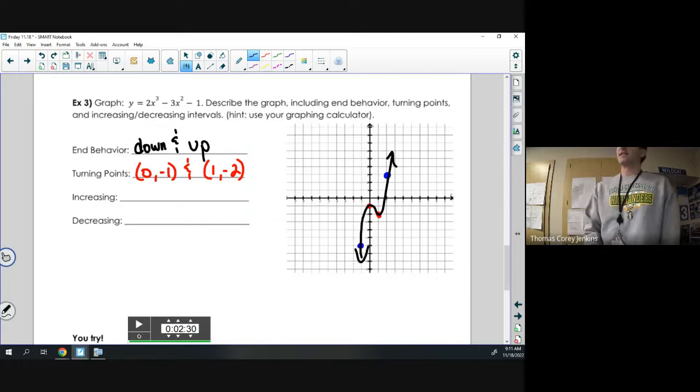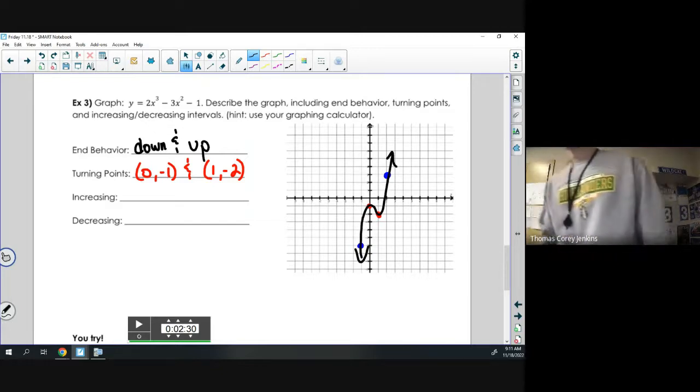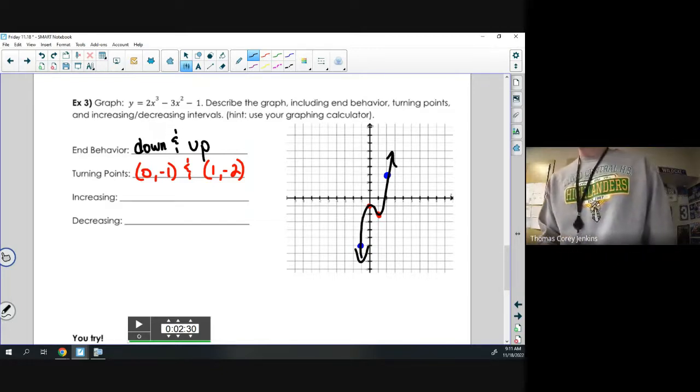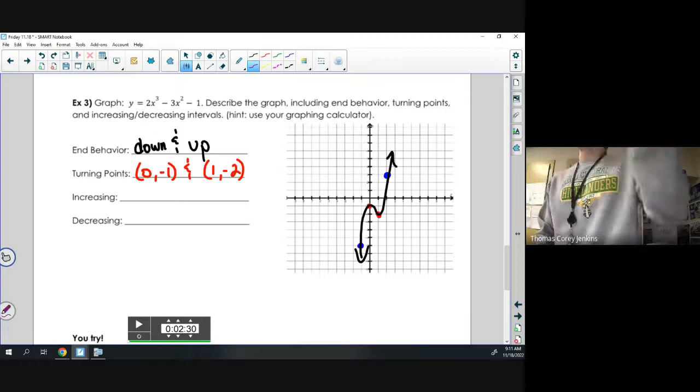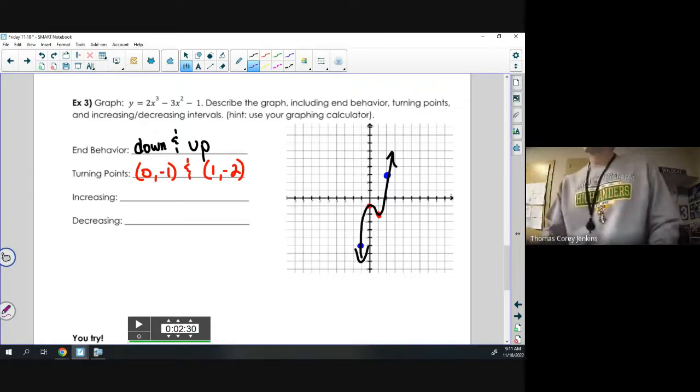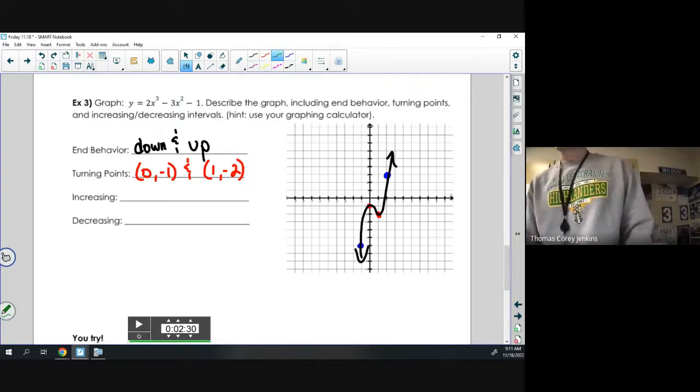All right, so now let's name intervals. This part could be a little bit tricky, so just try to follow along. Basically, we have three different intervals. If you have 2 turning points, there are 3 intervals, right? 2 of the 3 intervals are increasing, right? So it increases from here to here, right? And then also from here to here, okay?